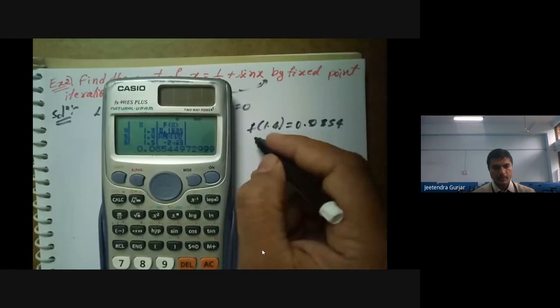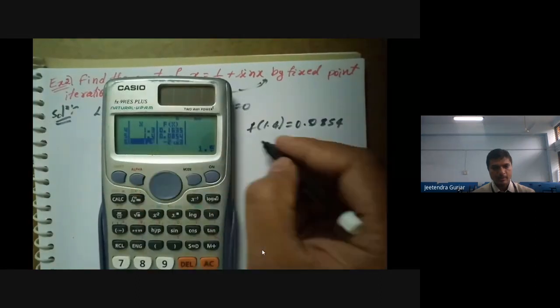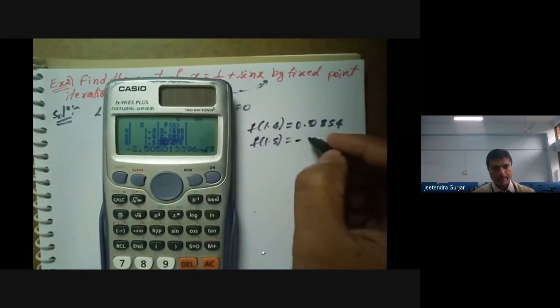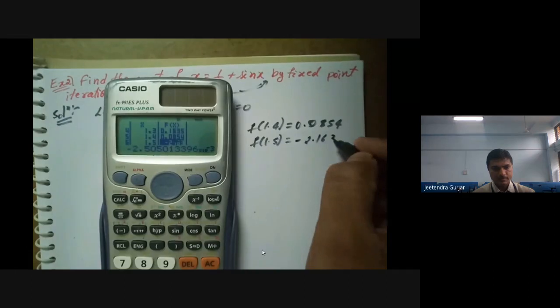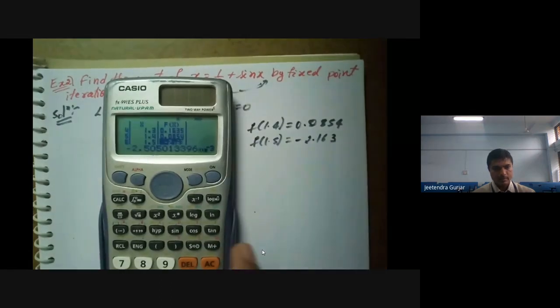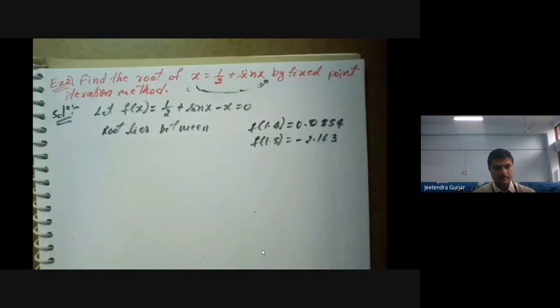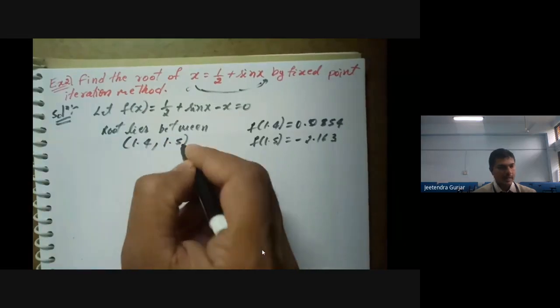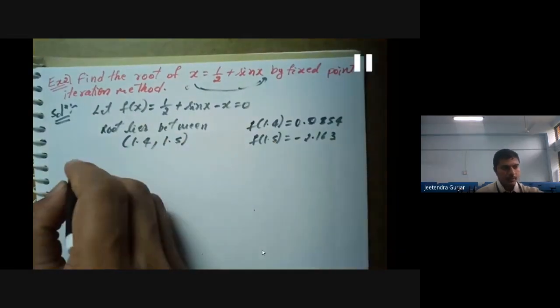You get f of 1.4 is equal to 0.0854 and f of 1.5 is equal to minus 2.163. You can look at the calculator. So you get minus 2.163. So the interval lies between 1.4 comma 1.5. This is clear now, how we got 1.4, 1.5 using the calculator. If you are still getting confused, you can go back to the video once again, or the last example you can see. So write down this step in the book.